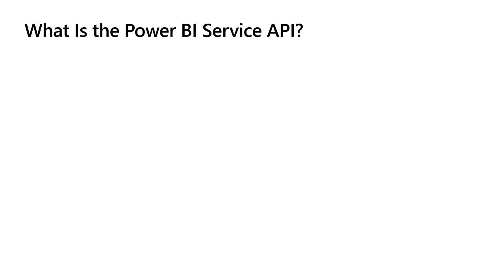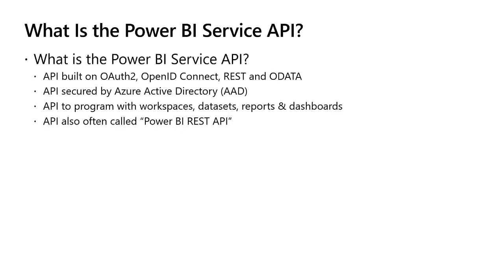program against it. Now, what is the Power BI Service API? It is a web service that makes Power BI a platform as a service, a PaaS, as opposed to how most people use it as a SaaS, software as a service. And it's built on open standards, as you know, OAuth 2 and OpenID Connect. And most of the web service calls are basically designed in accordance with REST and OData. You know it's secured by Azure AD, and to call into the Power BI Service API, you need to pass an access token. We use it to program things like workspaces, datasets, dashboards.